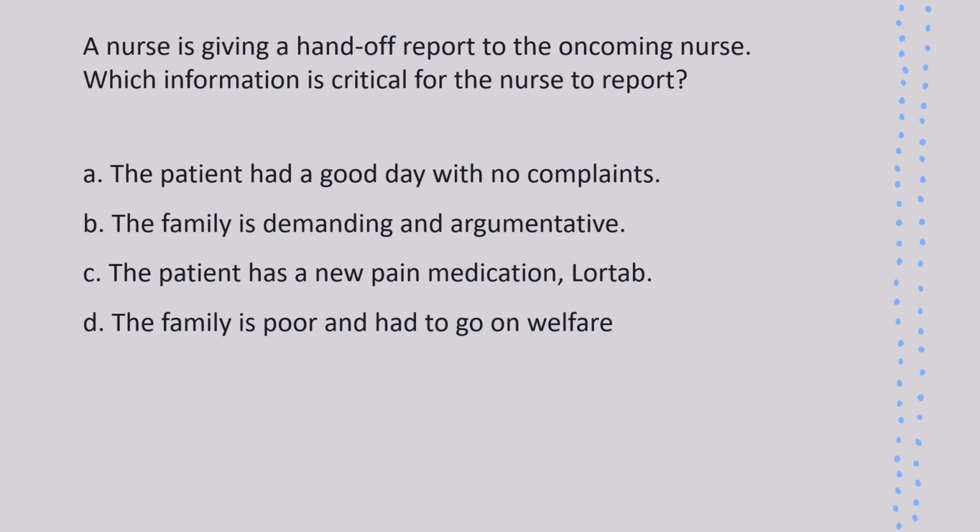A nurse is giving a handoff report to the oncoming nurse. Which information is critical for the nurse to report? A. The patient had a good day with no complaints. B. The family is demanding and argumentative. C. The patient has a new pain medication, Lortab. D. The family is poor and had to go on welfare.